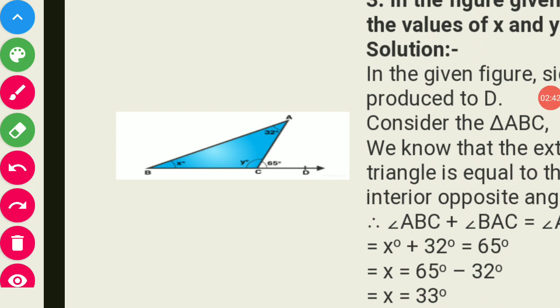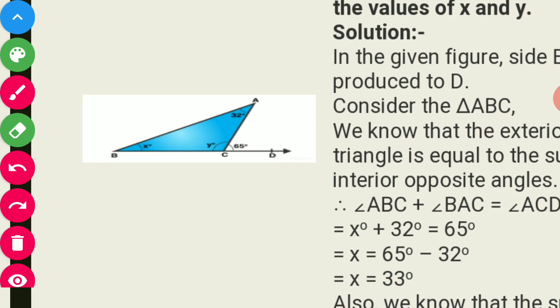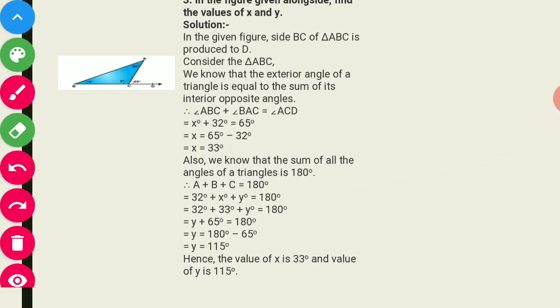Now the next question is, in the given figure, it's a triangle which is extended from the side BC. So it is forming an exterior angle of 65 degrees, and one of the angles is given to you, and you have to calculate the value of x and y. So we will do the question in a similar way as we have done the previous one. By using the formula of exterior angle, exterior angle is equal to the sum of the opposite two interior angles. So angle ABC plus angle BAC will be equal to angle ACD.